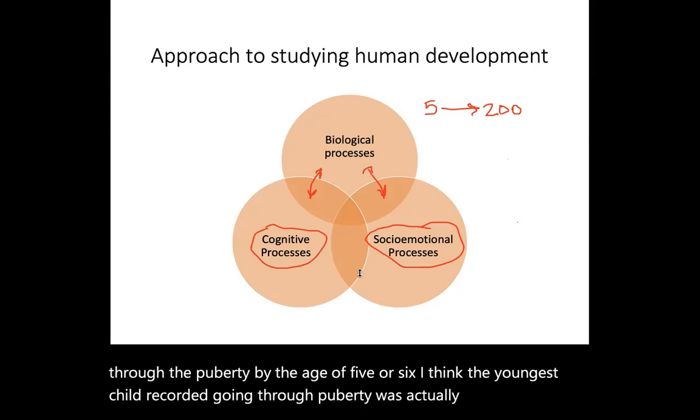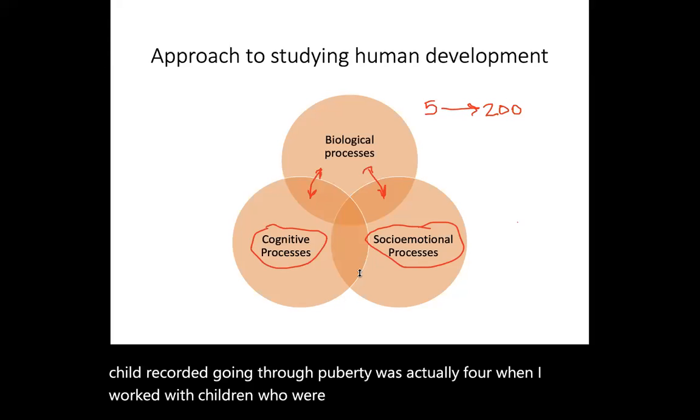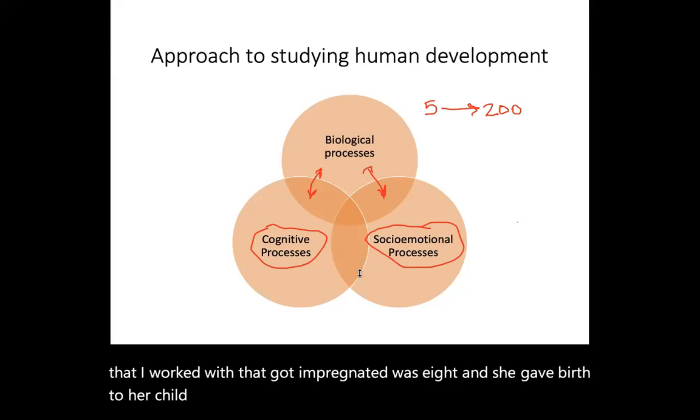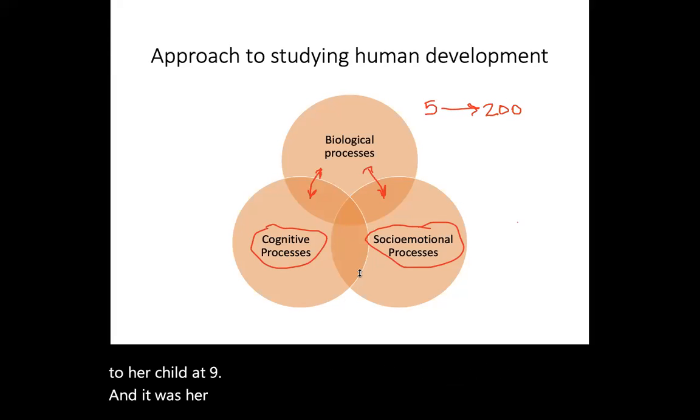When I worked with children who were sexually abused, the youngest abused child that I worked with that got impregnated was 8, and she gave birth to her child at 9. And it was her dad, which we'll talk about later in the course as well.